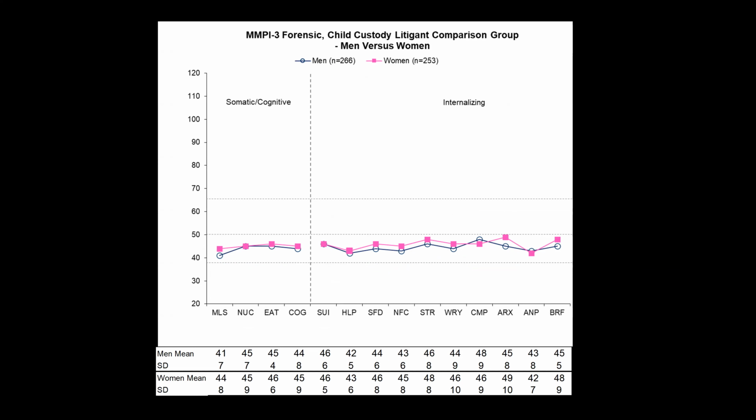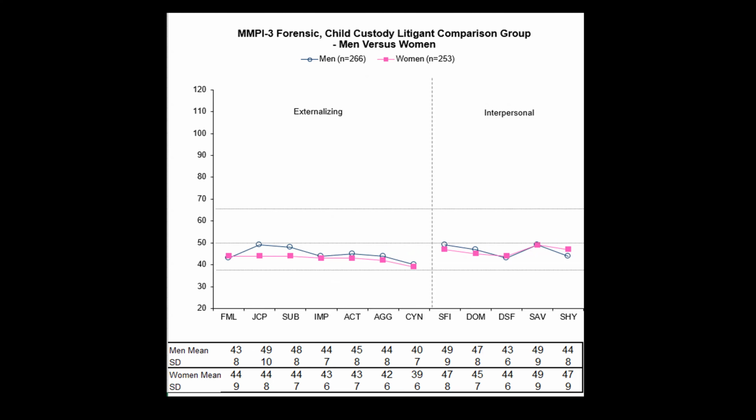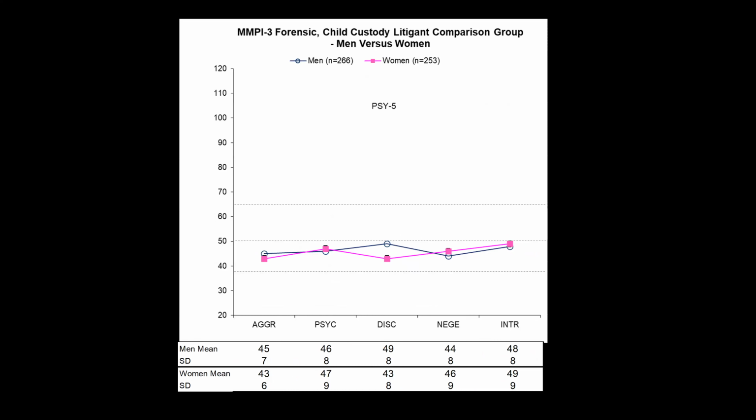Here are the findings for the somatic, cognitive, and internalizing scales. Nothing in particular stands out here, or for our externalizing and interpersonal scales and the Psi-5 scales. Again, we get that difference between men and women, the men scoring higher than the women on the disconstraint scale.